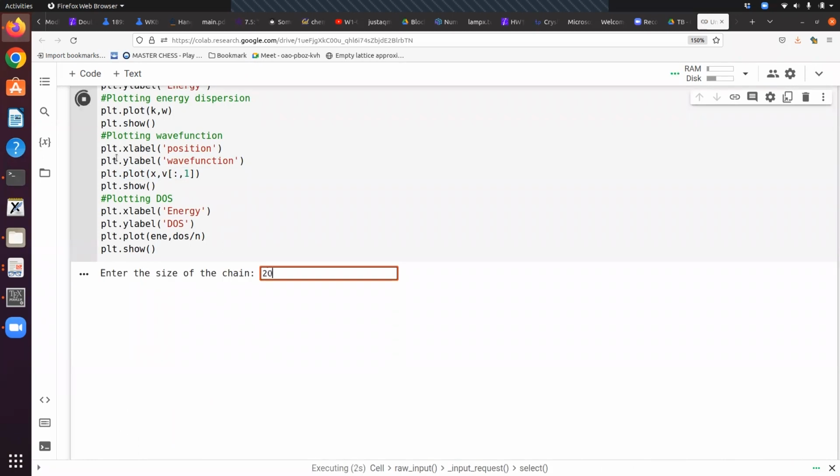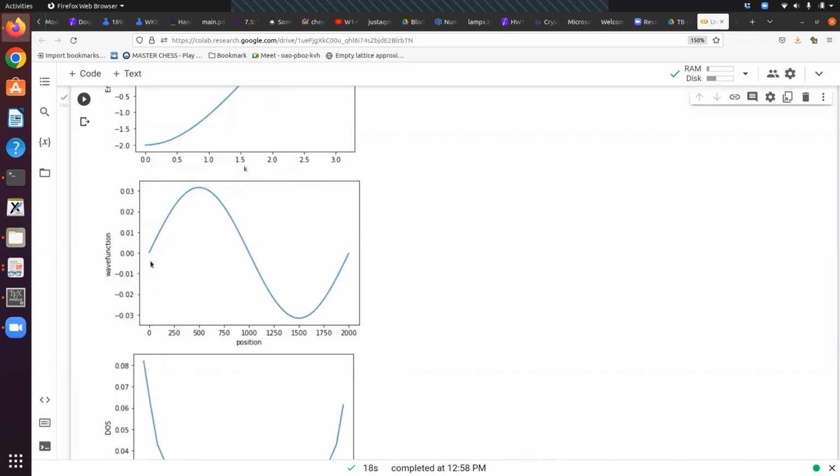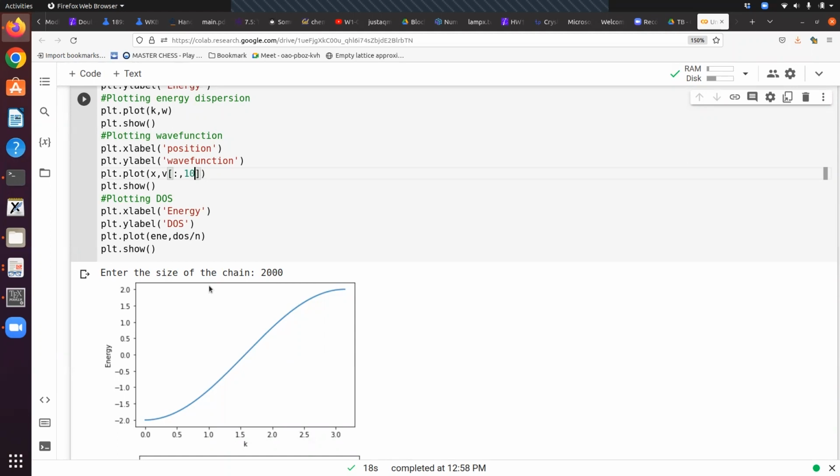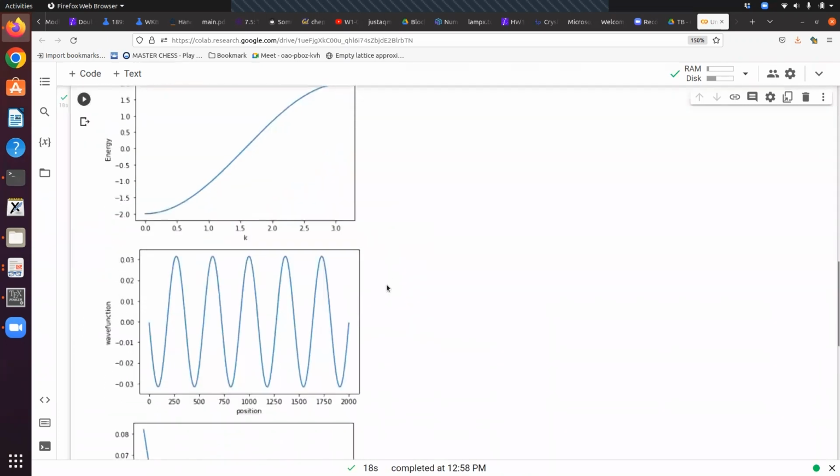Again, let us enter 2000 and run the code. So this is the first excited state wave function, and you see that there is only one node. Now let us do for 10th excited state. Let us enter 2000 and this is the plot for the 10th excited state eigenfunction.